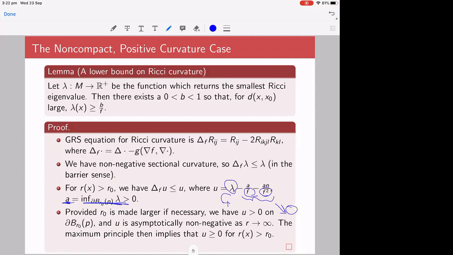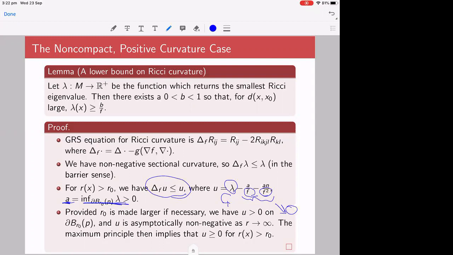But we're now in a position to apply the sort of maximum principle arguments we like playing with. We've got a function that's positive on the boundary and also asymptotically non-negative on its other boundary. And so the fact that u solves an equation like this actually implies that u has to be greater than or equal to 0, at least provided we're far enough away from x naught.